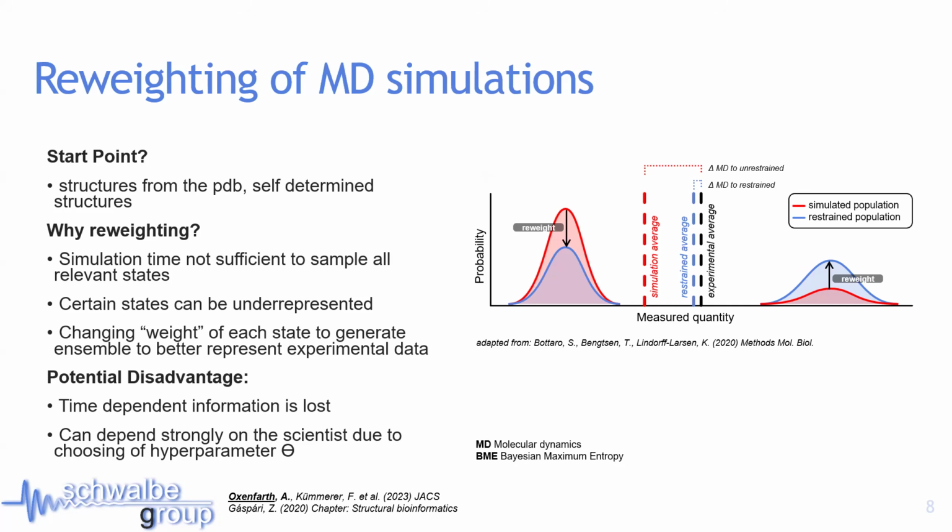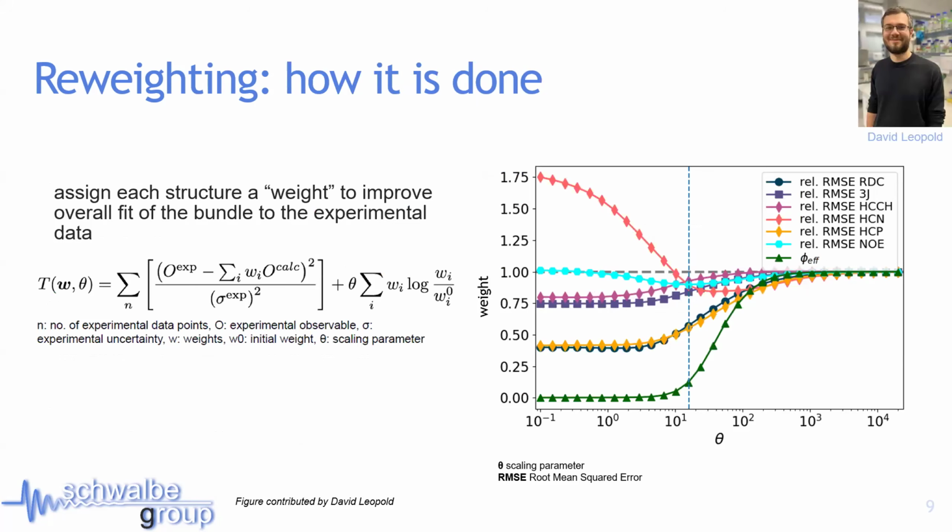And it can be quite dependent on the scientist that is doing this due to the choosing of the hyperparameter theta. What is this, you might ask? These figures were nicely provided by David. He has been doing his master thesis under my supervision and is now doing his PhD. And basically what we see here, first, I want to point to you the phi effective. This is just the number of frames that are actually having substantial weights after the reweighting.